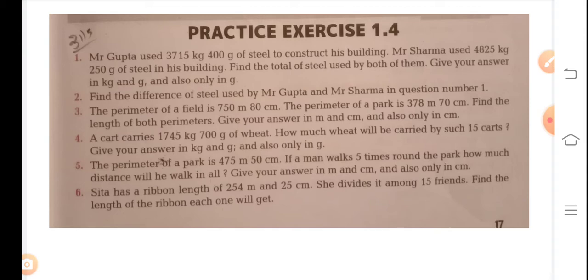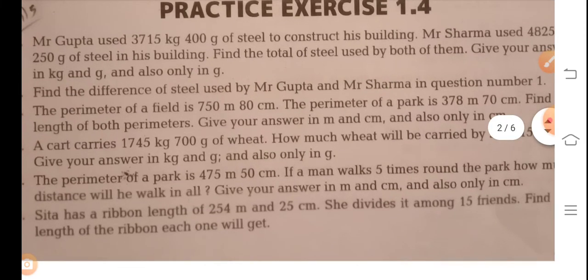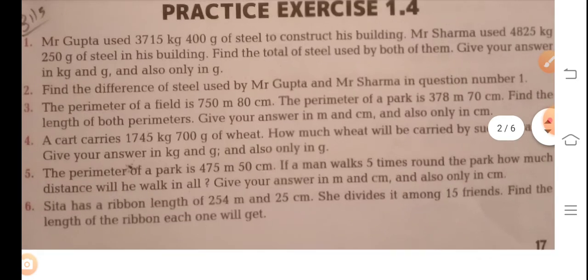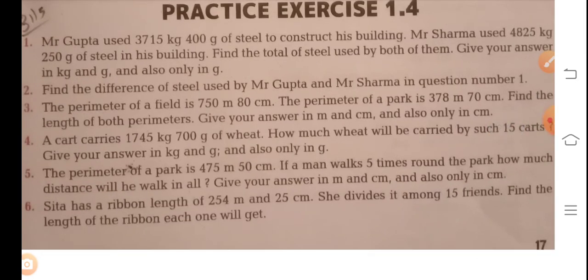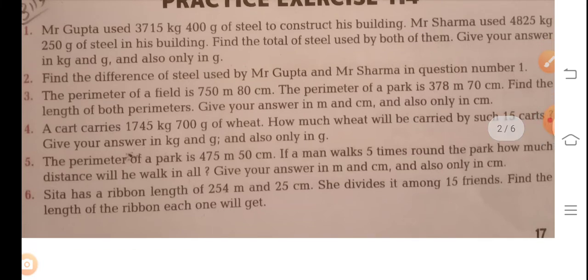So firstly, my dear students, you write the question in a practical way, like a numerical question. Firstly, Mr. Gupta used steel to construct his building: 3715 kg and 400 grams. Next, Mr. Sharma used in his building 4825 kg and 250 grams. Next you add both numbers, and the answer comes in kg and grams.